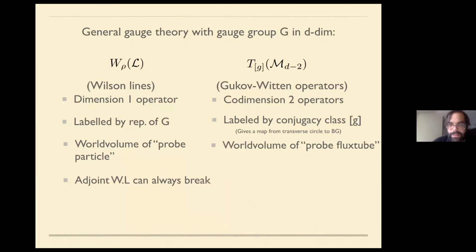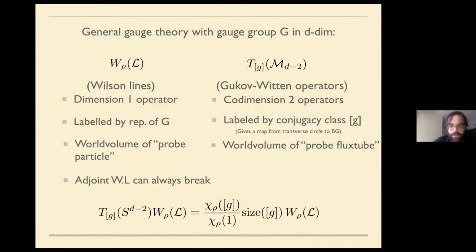And one more important point is that even in pure gauge theory, there's going to be a Wilson line that can break. The adjoint Wilson line will always be able to break, because you always have charged matter in the adjoint representation in pure gauge theory. Okay. So these are the operators, and now I'm going to give you the fusion between the two of them pretty generally. This is the formula that generalizes the one I wrote before for global symmetries. It involves these quantities where chi of rho is the character of rho in the conjugacy class of G. So it's basically just the trace of the matrix in the representation given by G. Okay. So this is the linking coefficient in general for these theories.